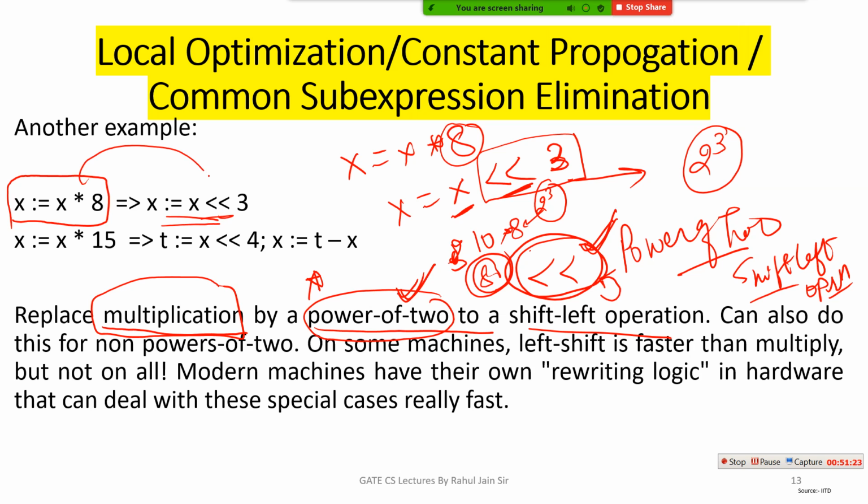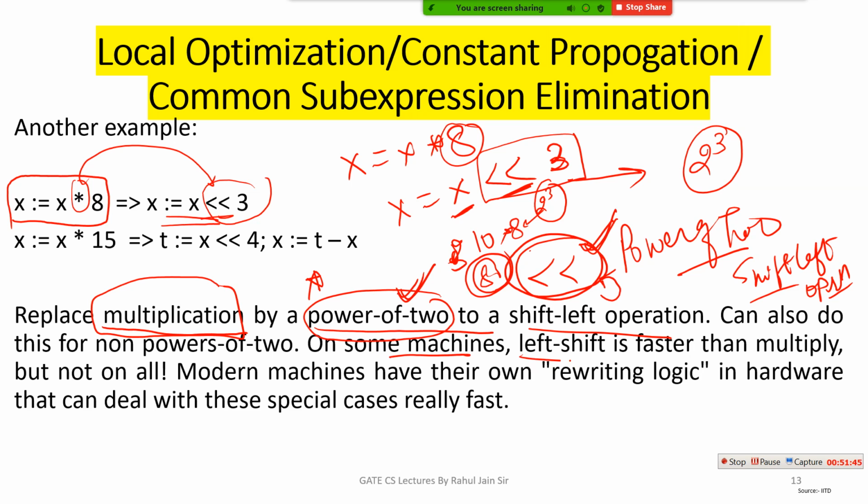Now why are we replacing the multiplication operator with this shift left operation? Because the multiplication operation has higher strength and the shift left operation has lower strength. So our code will be optimized in terms of time complexity. That is why we are writing it like that.